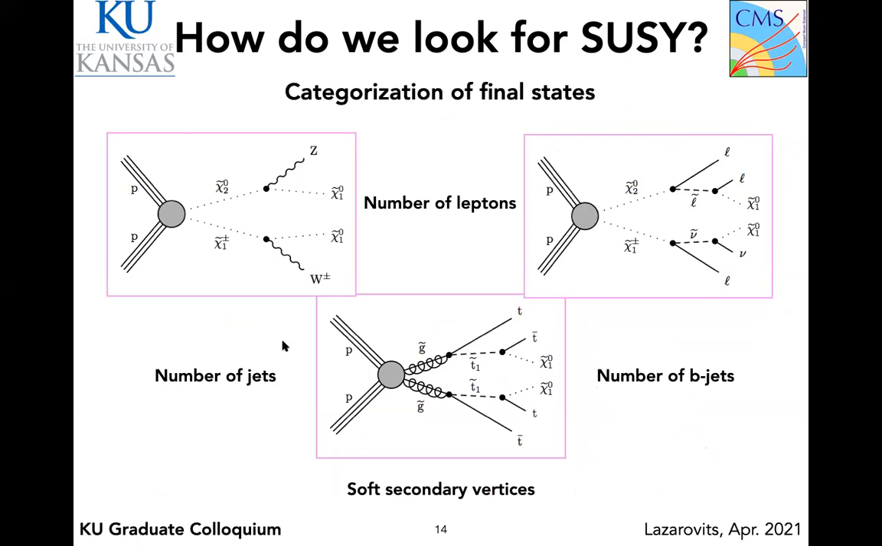So we also are looking at the categorization according to, for example, number of leptons, number of jets, soft secondary vertices, and number of V jets. And you can see the reason for this is because in each of these different Feynman diagrams of potential production of supersymmetric particles, they will decay into different kinds of final states. We want to be able to discriminate them in our analysis.